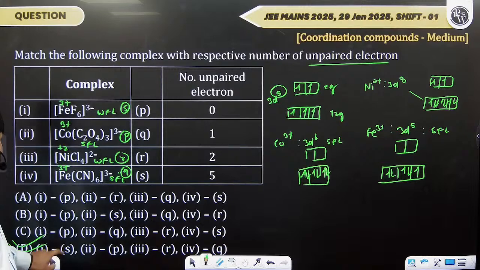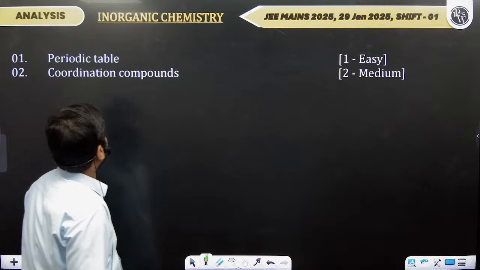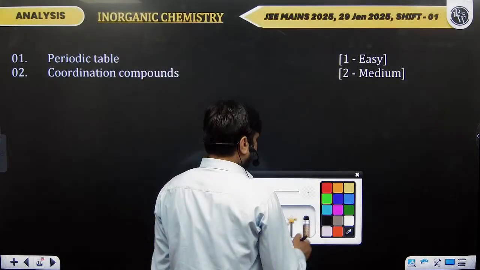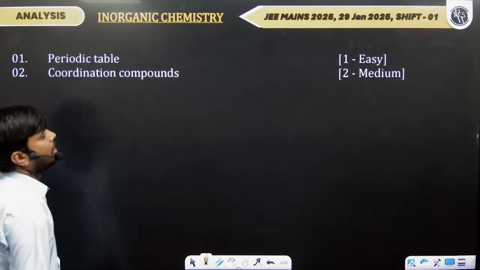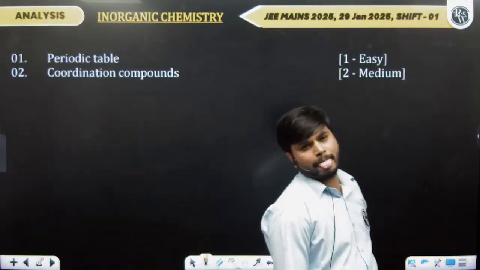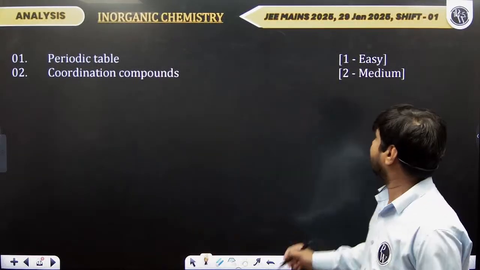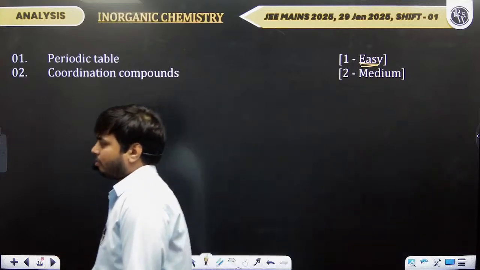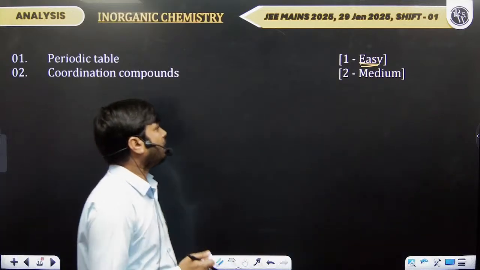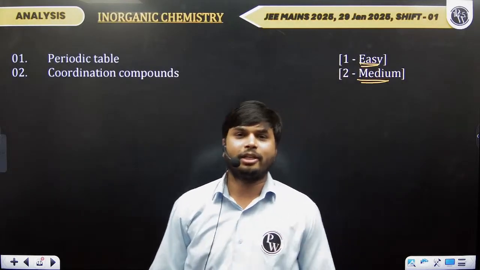Chaliye, next. Okay, so you see there is some mistake in the previous question. Anyway, in this, from the periodic table we got one question, which was an easy level, memory based question. From coordination compounds, we have 2 questions which are of medium level. Okay, thank you all of you.